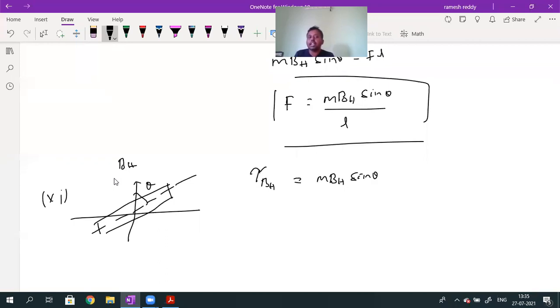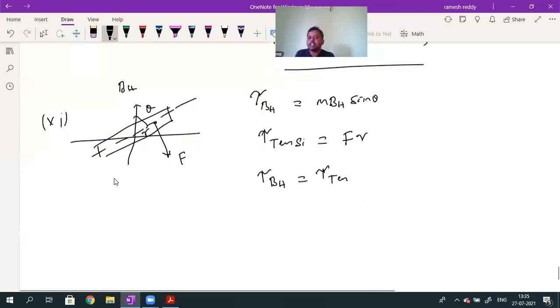I don't want to allow it to rotate. For example, force is applied perpendicular to the length at a distance r from the center. So what is the torque due to the tension in the string? Torque due to the tension in the string is given by force into perpendicular distance r. For equilibrium, what is the condition? Tau BH will be equal to tau due to the tension force. Tau BH is given by M into BH into sin theta. The torque due to the tension force is F into r. From this, F value will be given by M into BH into sin theta divided by r.